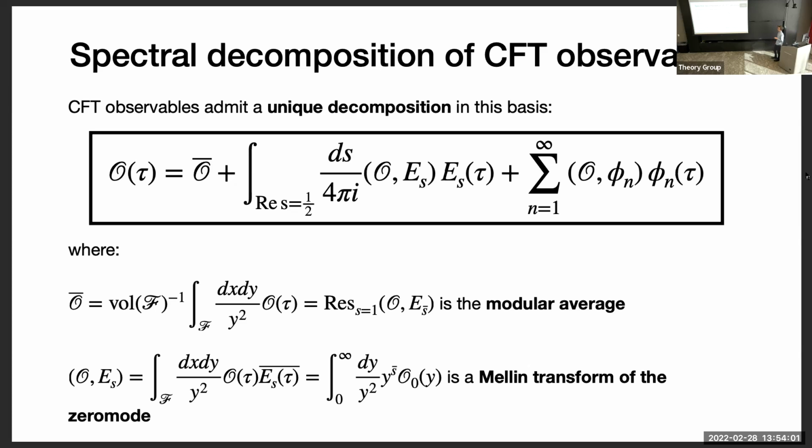This Eisenstein overlap, on the other hand, if you take advantage of the fact that the Eisenstein series is a Poincare series, you can write this integral over the fundamental domain as a Mellin transform that only involves the zero mode. So the point is that this quantity here is determined entirely in terms of the zero mode. And that will be important in what follows, because under some favorable circumstances, these guys will vanish. So in a sense, the entire observable is determined by its zero mode in these contexts.